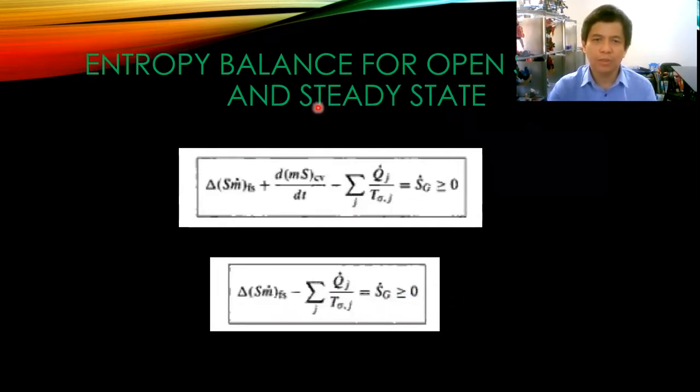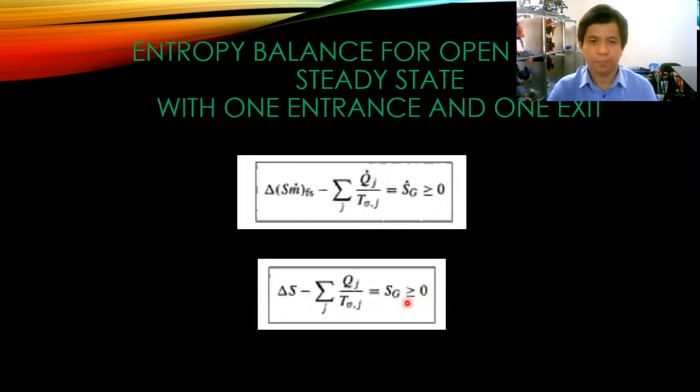Okay, if we consider steady state, the second term would be equal to 0, and we simplify the equation to summation of delta S m dot FS minus summation of Q divided by T surrounding is equal to S generated, the rate of S generated. And this is greater than or equal to 0. If we consider only one entrance and one exit, that's generally the case for an industrial setup: you have a tank, only one stream is getting into the tank, and only one stream is getting out of the tank.